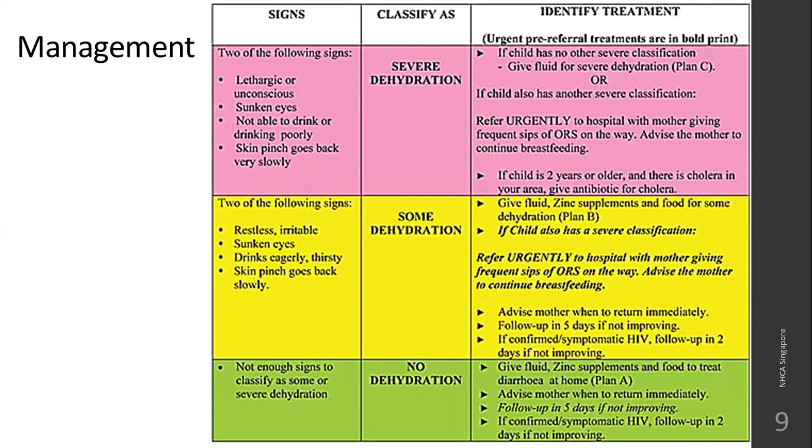Urgently, the child will be referred to hospital and the mother will give frequent sips of ORS on the way. If the child is below 2 years of age, advise the mother to continue breastfeeding, not stop it. If the child is more than 2 years old and there is a cholera outbreak in your area, immediately give antibiotics for cholera. That is plan C. In plan C, when you are giving the fluids, 100 ml per kg should be completed within 3 to 6 hours, based on the weight of the child.